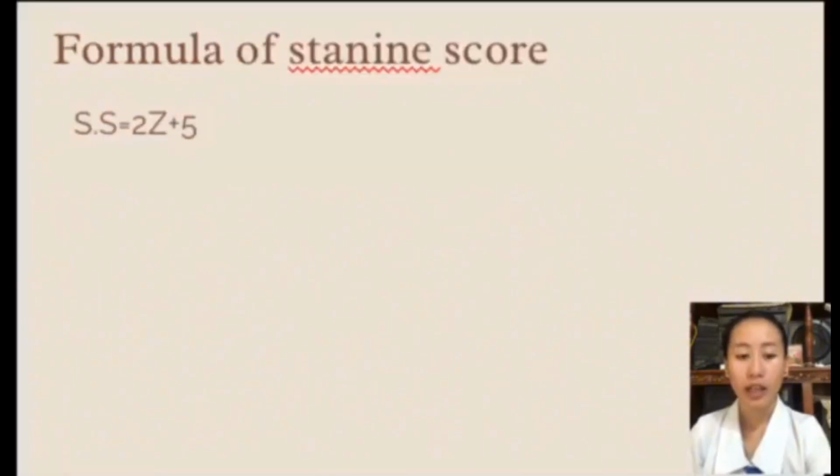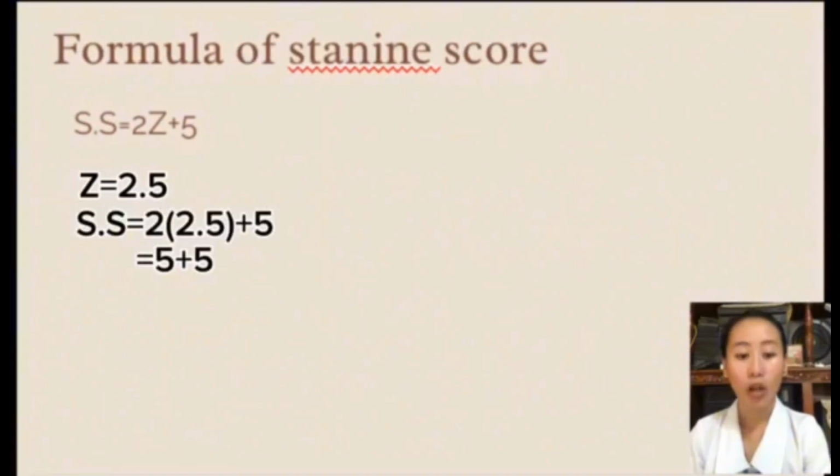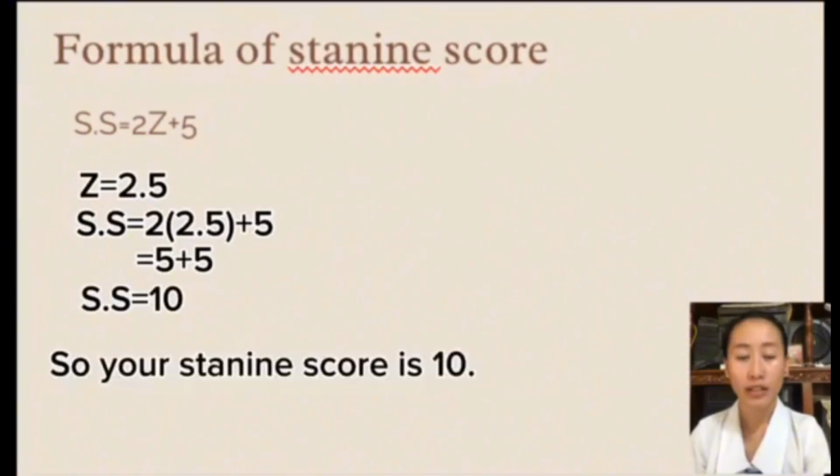So here is the formula of the stanine score: SS equals 2 times Z plus 5. Here is an example. Z is equal to 2.5. So SS equals 2 times 2.5 plus 5. 2 times 2.5 is equal to 5. Then bring down the 5. So 5 plus 5 is equal to 10. So your stanine score is 10.